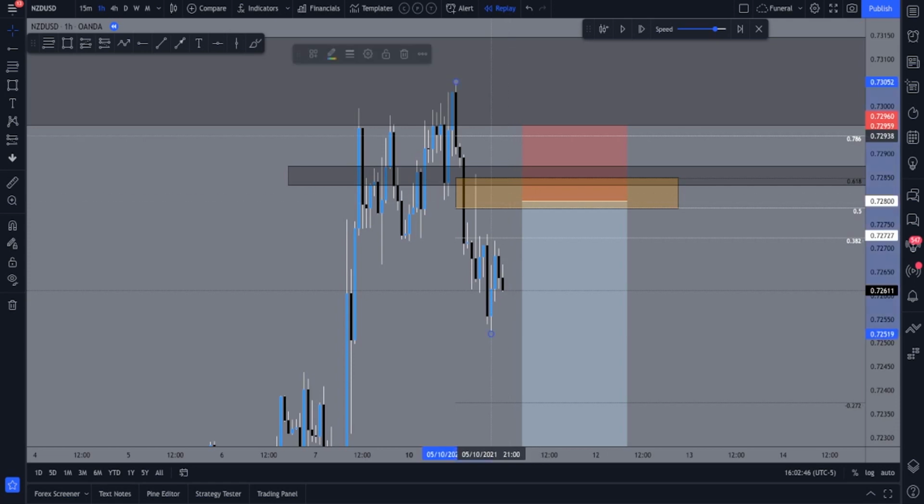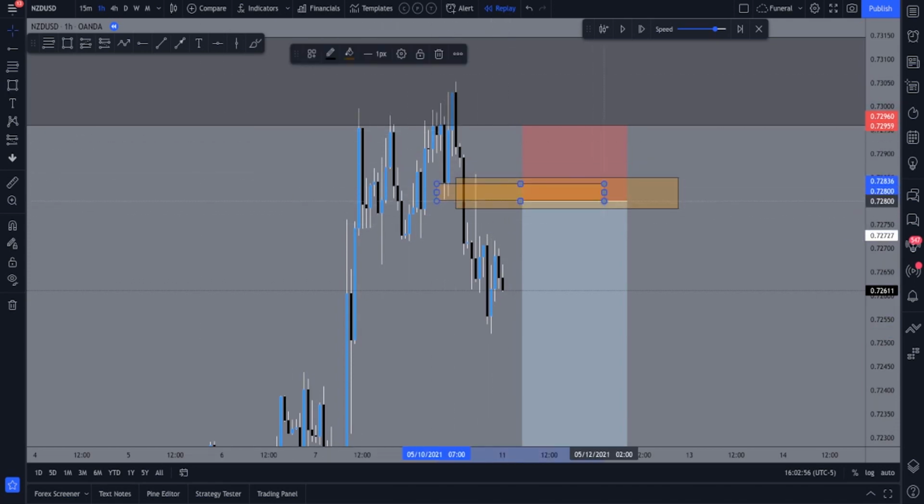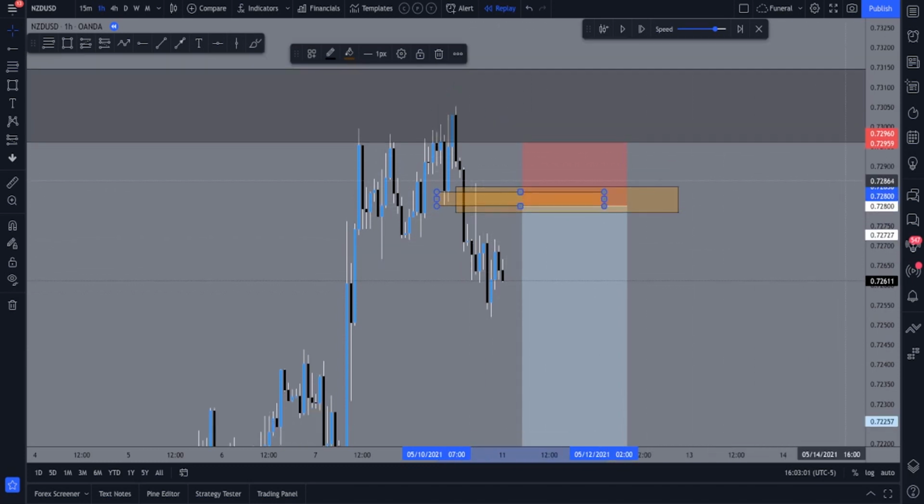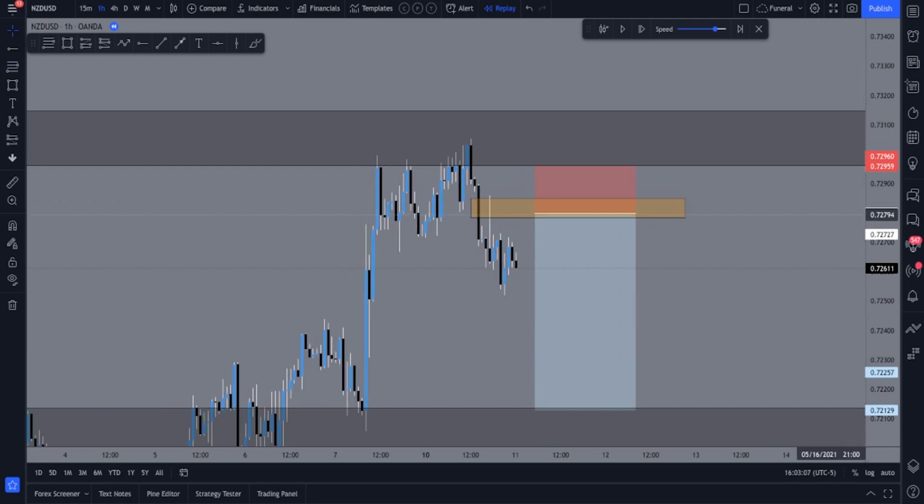As you can see that we did break structure to the downside. We broke below the structure support that was holding, came back and retested. So if we come back in this area, it should act as resistance once again. We go ahead and look for our trade setup.